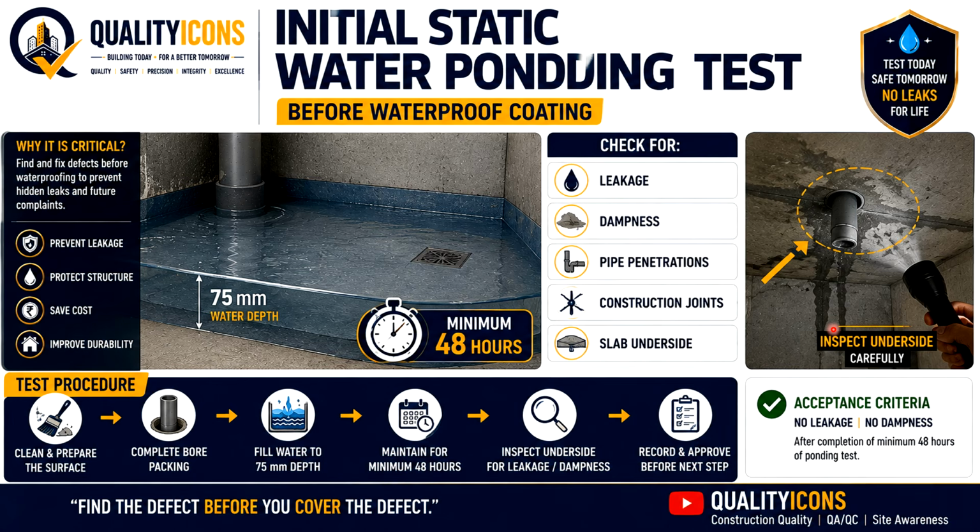I will explain one example. Suppose the slab has a small crack that is not visible from the top. During bonding, water finds the crack and appears as dampness on the ceiling below. Excellent. We have found the defect before covering it. That is exactly why pre-bonding is so important. Understood?